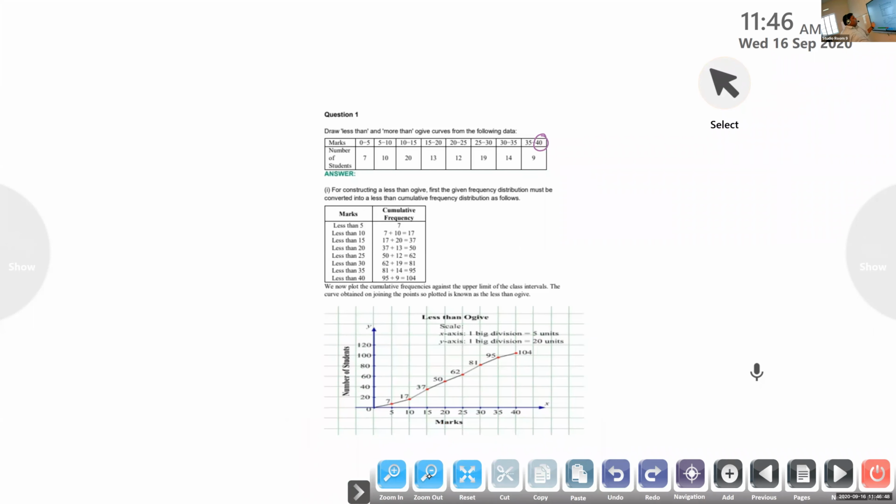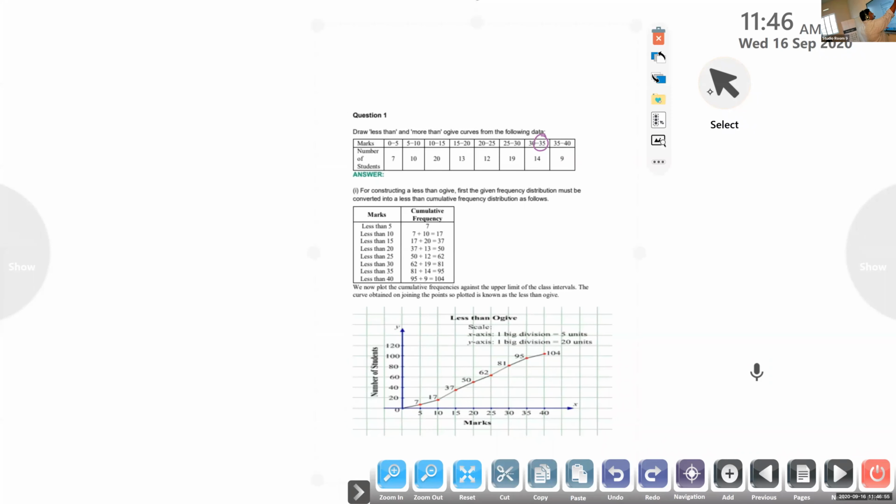Okay, and now we are going to construct a less than ogive. Here you can see in the x-axis we mention the marks: 5, 10, 15, 20, 25, 30, 35, 40. Here is the less than method, starting from the lowest number to the highest number.